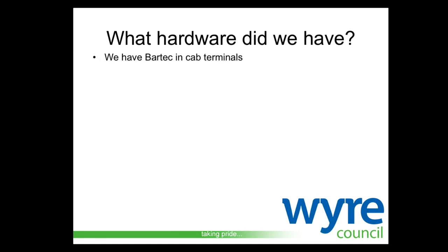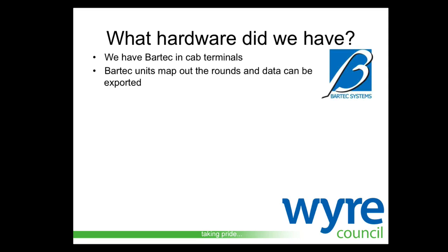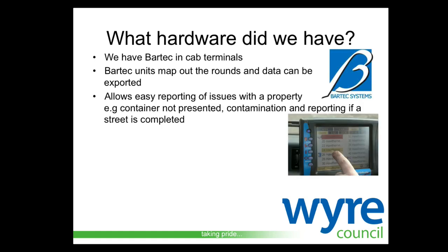So what hardware did we actually have to work with? Every bin wagon has Bartec in-cab units. They map out the rounds for the drivers, allowing us to update or change the rounds literally on the fly. They also give the option of exporting the data out to external systems. So the crews can instantly report issues with collections, so they can feed back when they've completed a street or if there's a contaminated container at an address.